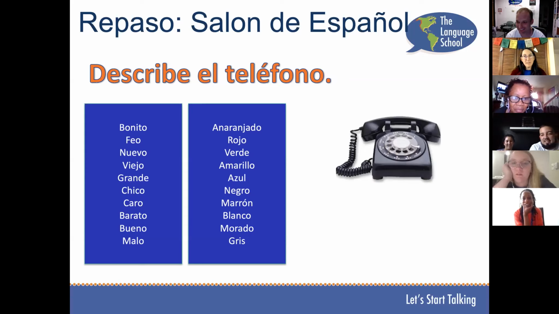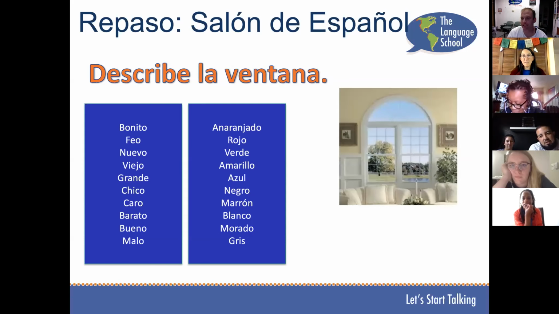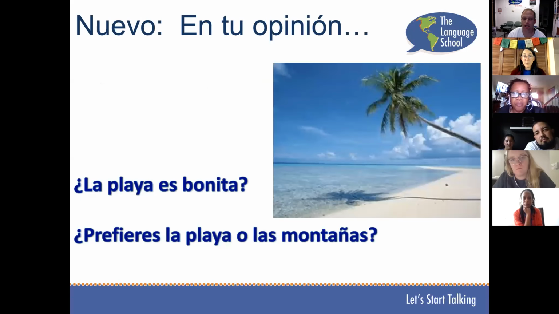El teléfono es negro. Muy bien. Describe la ventana, Orlando. La ventana es bonita y blanca. Ok. Andrea, ¿la playa es bonita? Sí, la playa es bonita. ¿Prefieres la playa o las montañas? Prefiero la playa. Ok, muy bien.